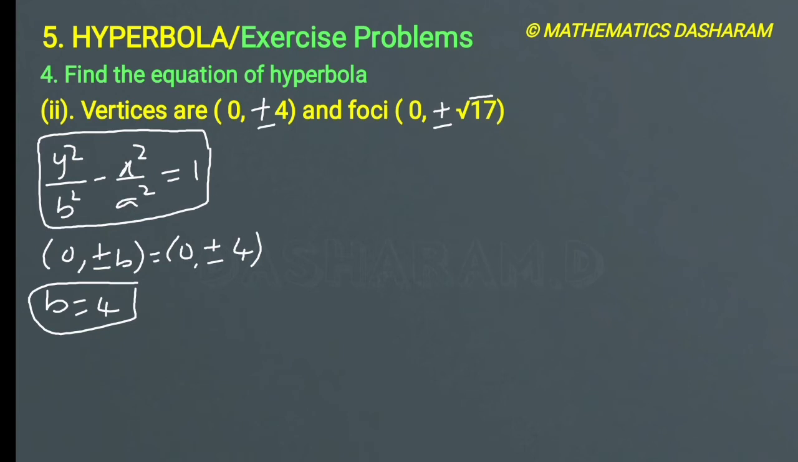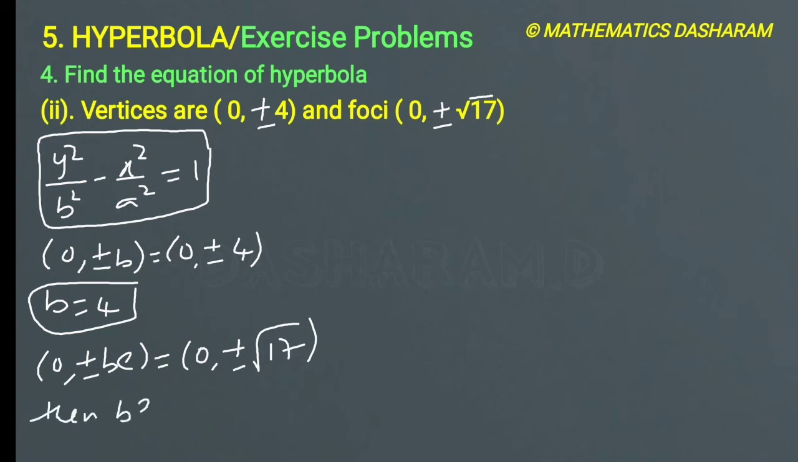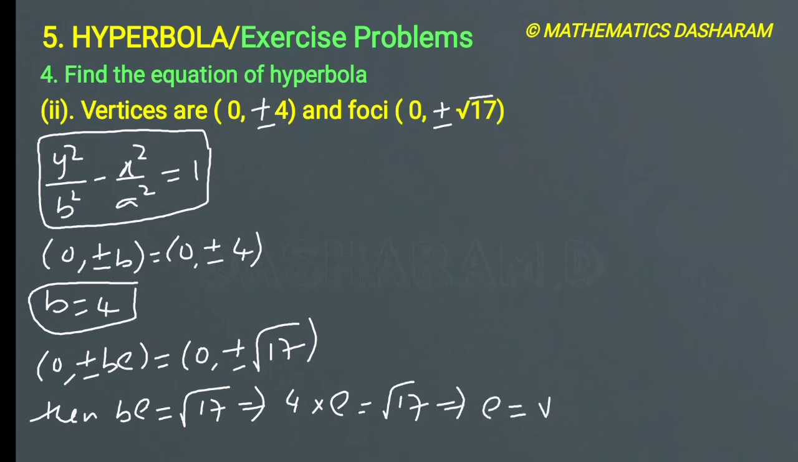Next, the foci of this hyperbola are 0 comma plus or minus b times e, which equals 0 comma plus or minus root 17. So b times e equals root 17. The b value is 4. Let's substitute that: 4 times e equals root 17. Then e equals root 17 divided by 4.